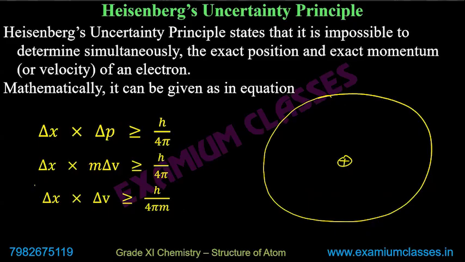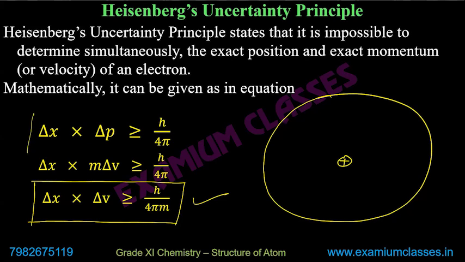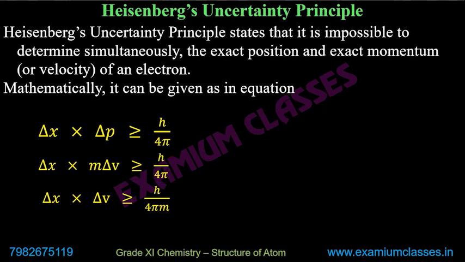For the CBSE perspective, the most important inequality related to Heisenberg is this one, which you need to remember. And sometimes, in case momentum is discussed, delta x into delta v is greater than or equal to h by 4 pi m. Normally, you will use this to get the boundary condition. And if you get the boundary condition, you will use the equal sign here for calculations. So you will use delta x into delta v equals h by 4 pi m.